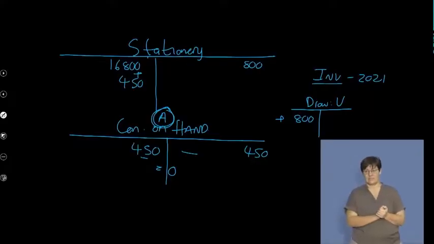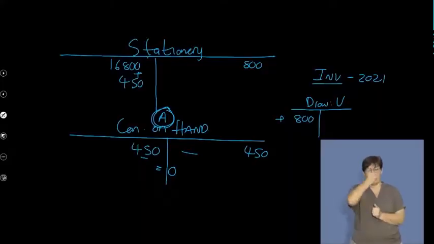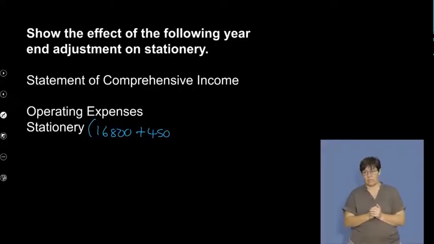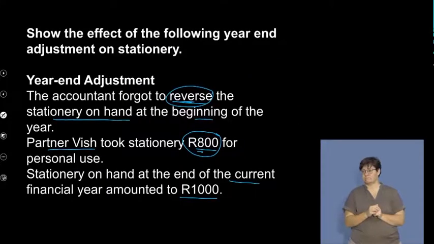Right, so 800 Rand, I'm obviously now going to remove the 800 Rand from stationery. It's not a business expense because it's being taken away by the partner for personal use. So let's do that. We're obviously minusing 800 Rand. Okay, right, let's move on to our final adjustment.